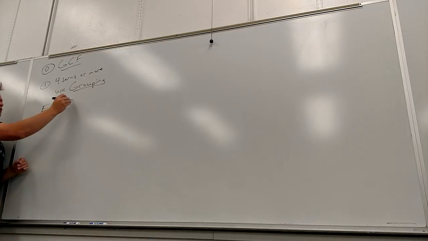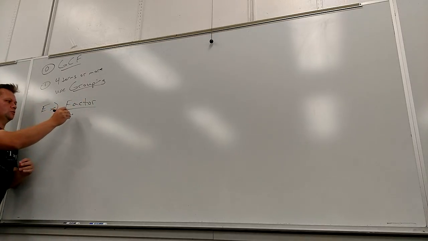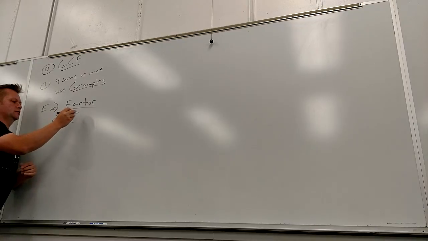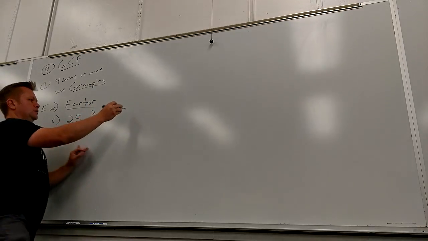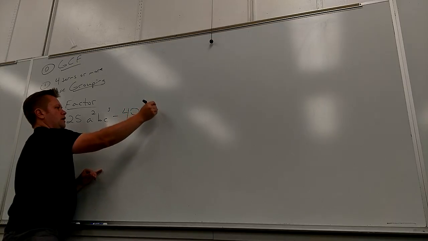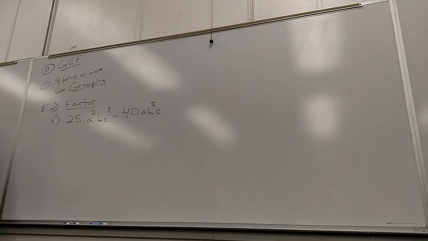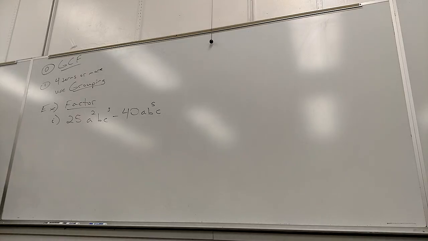So if the instructions just say factor. What do we got? Let's see. You can do it, Jeff. 25a squared b c cubed minus 40ab to the fifth c. So if anyone wasn't here yesterday, might not know what to do with that. It's just basically undistribution. We're undistributing stuff, so we're dividing stuff out.